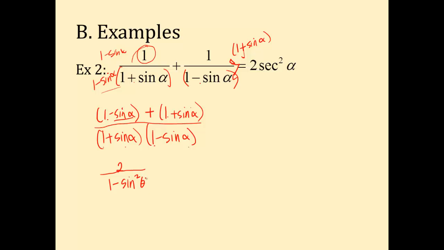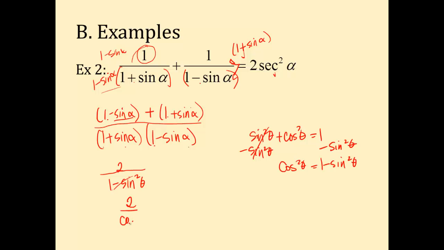Alright, now I'm trying to get it to secant. Remember, secant's related to cosine. So what can I do with cosine? Well, remember your Pythagorean identities. Again, remember the sine squared of theta plus the cosine squared of theta equals 1. Well, I need sine squared to sine squared. So if I subtract sine squared from both sides, that goes to 0, and then I have cosine squared of theta equals 1 minus the sine squared of theta. Alright, so I'm going to replace all this in the bottom with cosine squared. So 2 over the cosine squared of theta.